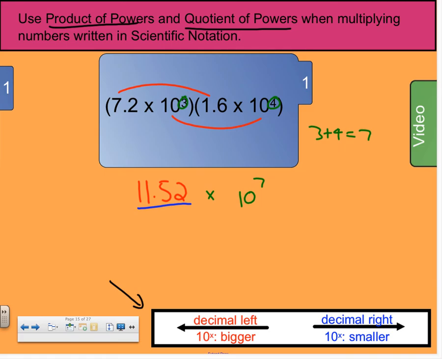So I'm going to move this decimal point one more time to the left. That'll give me 1.152. And as we see down here at the bottom, if I move the decimal to the left, the exponent gets bigger. So I will change the exponent from a 7 up to an 8. And my new answer is 1.152 times 10 to the 8th. So the only difference between this example and the previous example was that the answer was not written in proper scientific notation, and we had to adjust the decimal point to make it proper.